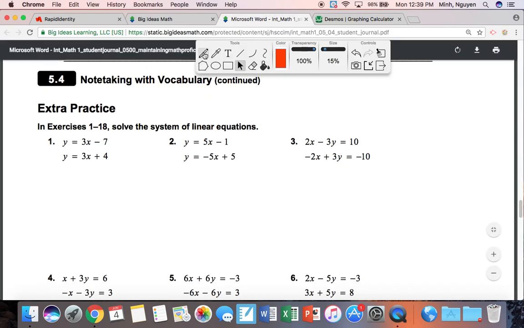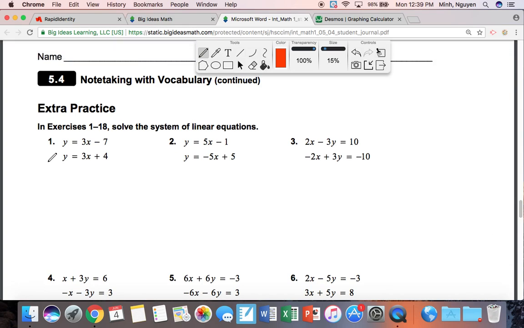But how will I prove it? Here's another way. Let's say we go by subtraction, or sorry, solving by elimination. I have y minus y, that's 0. I have 3x minus 3x, that's also nothing. I have negative 7 minus 4, that's negative 11. Boom, that doesn't make any sense. So what's the solution? No solution.